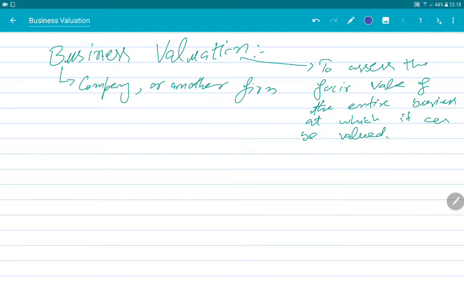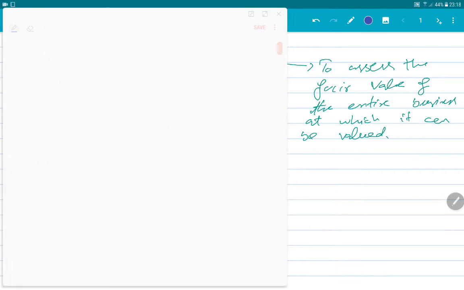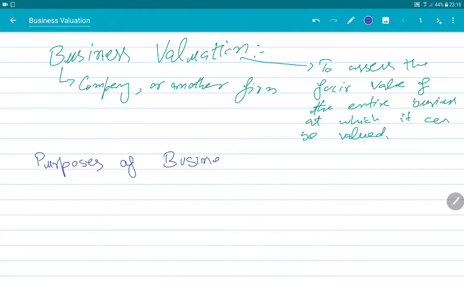So it is also important to understand what is the purpose of the business valuation. So we need to look at the purposes of the business valuation. Why do people perform business valuations? This is the main question: why is business valuation performed?